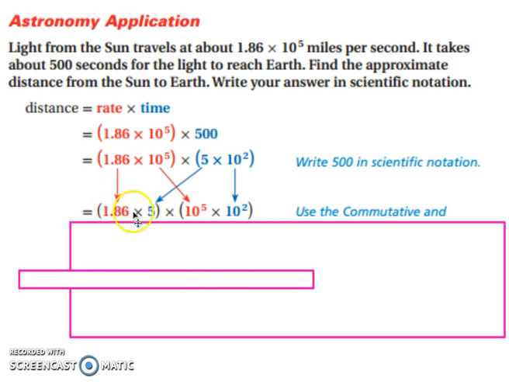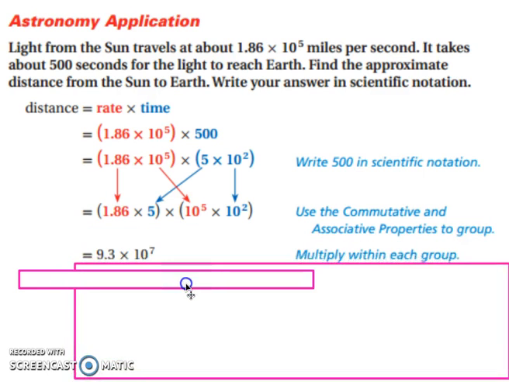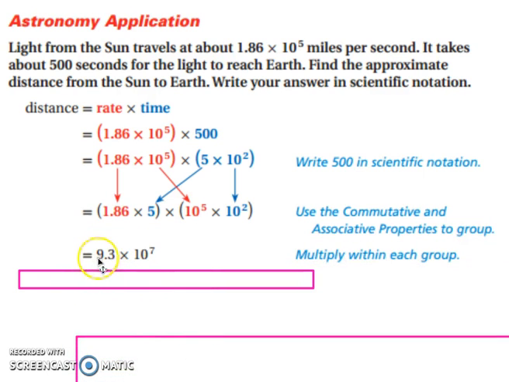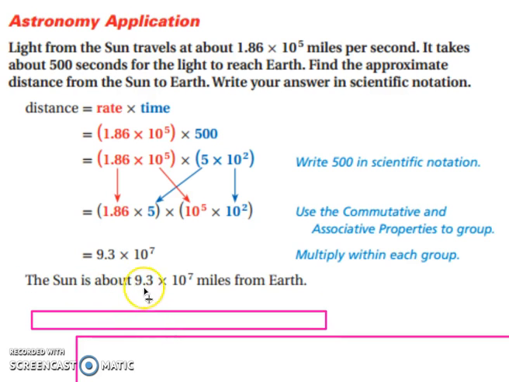So now when we multiply, we end up with 9.3 times 10 to the 7th, because 10 to the 5th and 10 to the 2nd give you 10 to the 7th, and when you multiply these, you get 9.3. Therefore, the Sun is about 9.3 times 10 to the 7th miles from Earth.